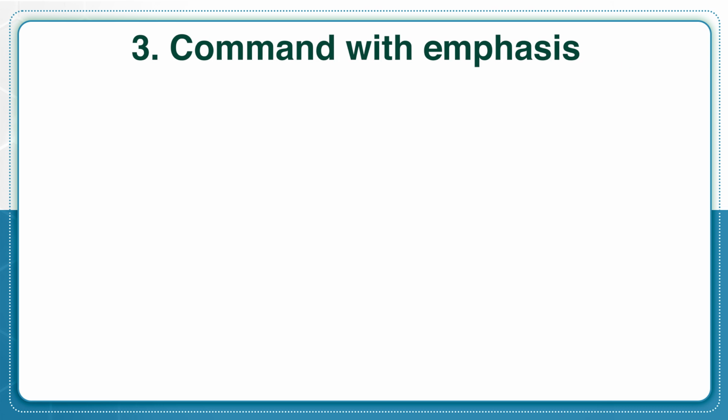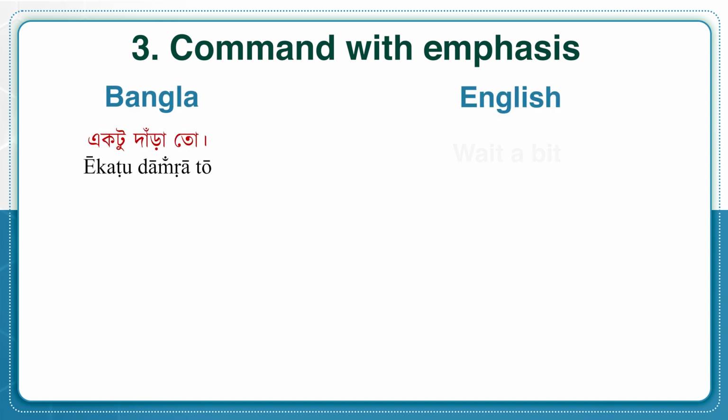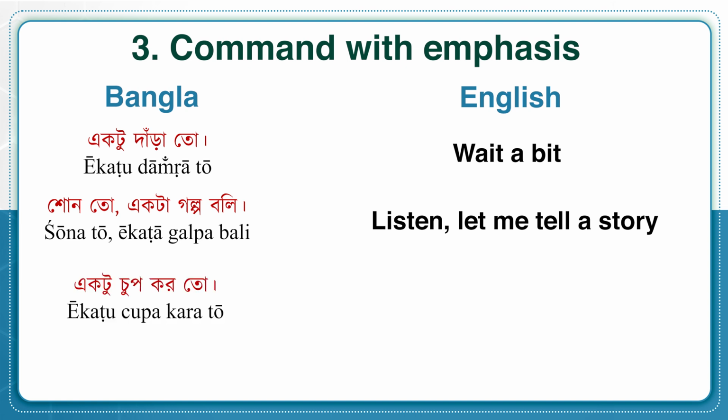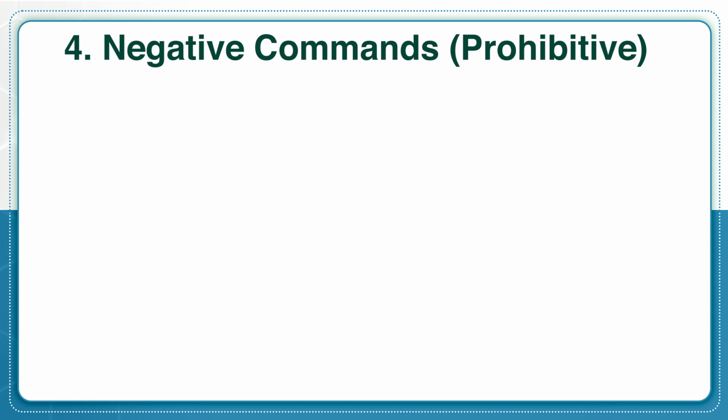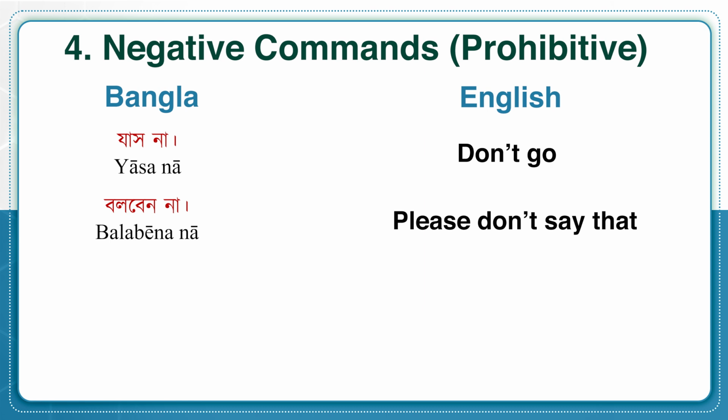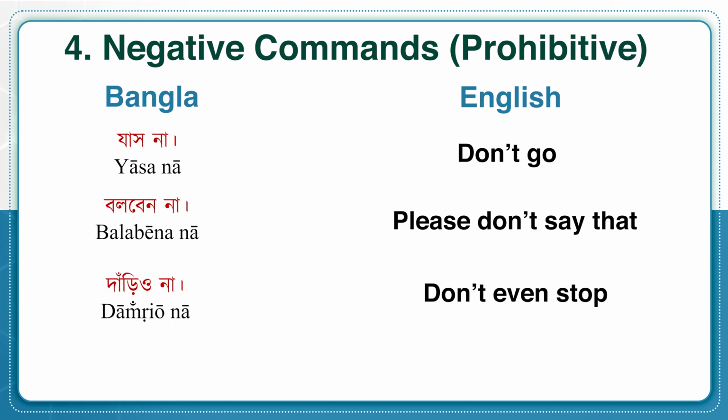Then, the third is command with emphasis, used for polite or gentle requests, often spoken in informal settings. We'll see the examples. একটু দাঁড়াতো means wait a bit. শোন তো একটা গল্প বলি means listen, let me tell a story. একটু চুপ কর তো means be quiet for a second. The next type is negative commands, which is prohibitive, used to tell someone not to do something. We'll see the examples. যাস না means don't go. বলবেন না means please don't say that. দাঁড়িও না means don't even stop.